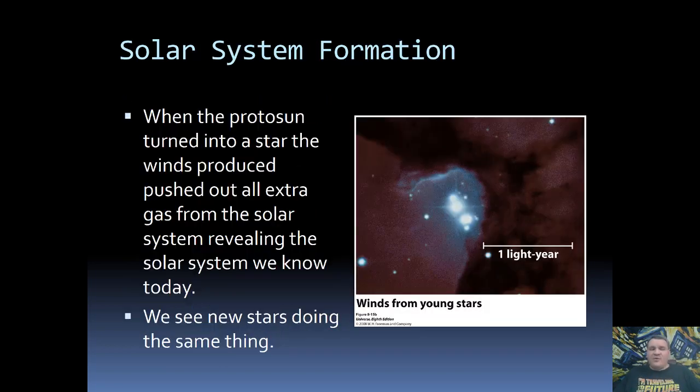Now, eventually, the protosun begins nuclear fusion in its core, which means it's going to begin having the solar wind, this constant flow of radiation and particles streaming out away from it. This is going to then push out the rest of the material that didn't form into large solid objects, or larger objects, I should say. So this then reveals the solar system as we see it today. In this image, we see a group of young stars that are currently in the process of pushing the material away.